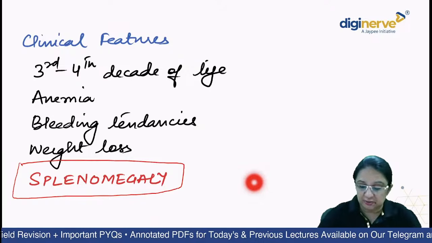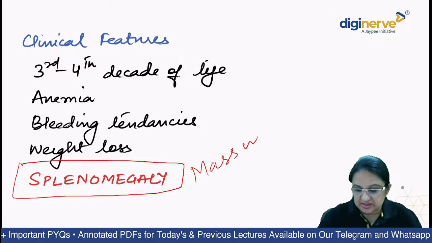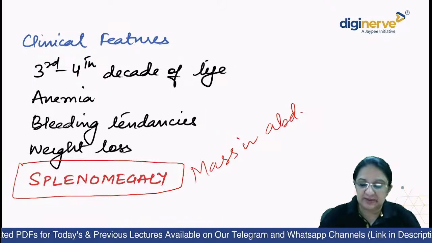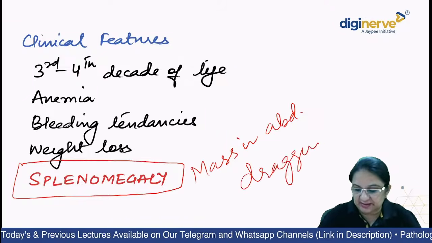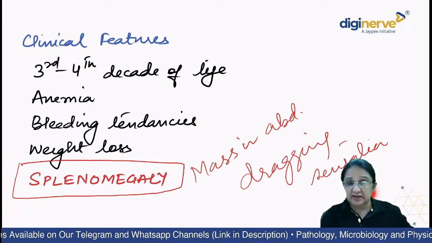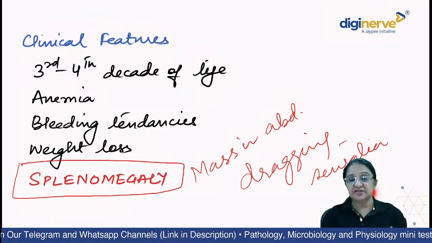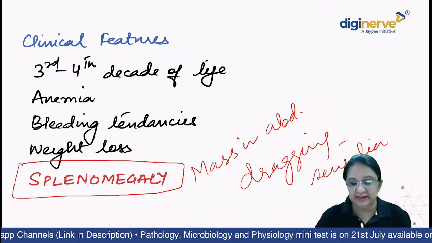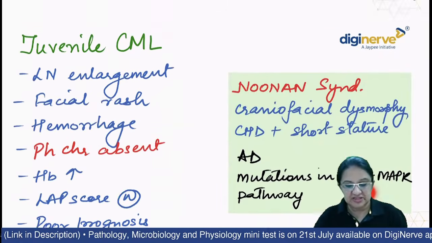Now, the clinical features, most important, the patient will present with splenomegaly. The patient can also present with a mass in the abdomen. That could be because of splenomegaly. Or sometimes the patient will say there's a dragging sensation, that there is something dragging inside his abdomen. There's a mass in the abdomen, and this would be splenomegaly. Very characteristic feature of your CML.